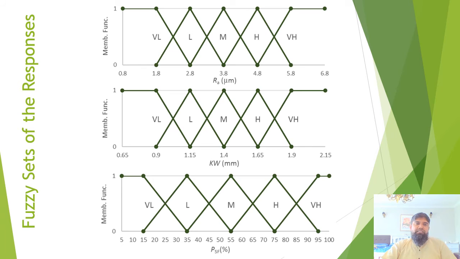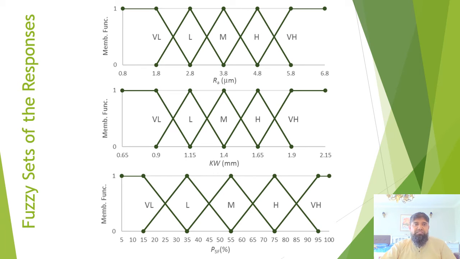This slide presents the triangular fuzzy sets of the three responses, which are cut surface roughness, curve width, and proportion of striations-free zone. Each fuzzy set has five triangular members. The number of members in these sets of responses is kept higher than those of predictors in order to comprehensively cover the scatter distribution of the measured values.